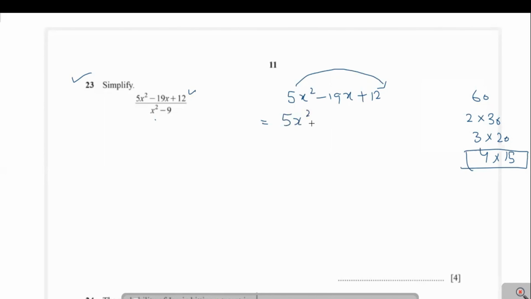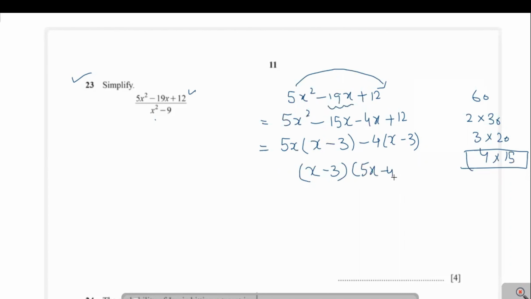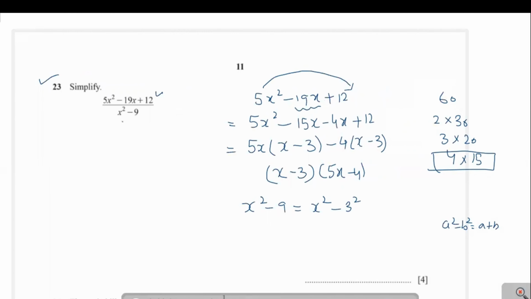Now you see here, we write it as 5x squared minus 15x minus 4x plus 12, where we break the middle term 19 as minus 15 minus 4. Now we take the common factor, 5x is common, so we get x minus 3. In minus 4x plus 12, the 4 is common, therefore we get x minus 3. Now x minus 3 into 5x minus 4 is the factorization of the numerator. In the denominator, we write x squared minus 9, which can be written as x squared minus 3 squared. We use the identity a squared minus b squared equals a plus b into a minus b. Now we write it as a plus b into a minus b.